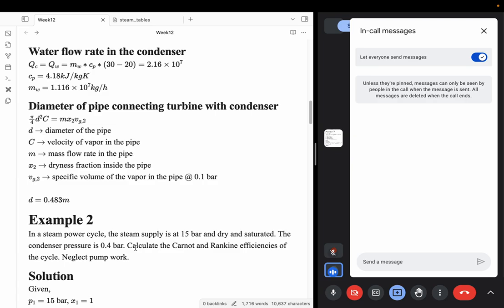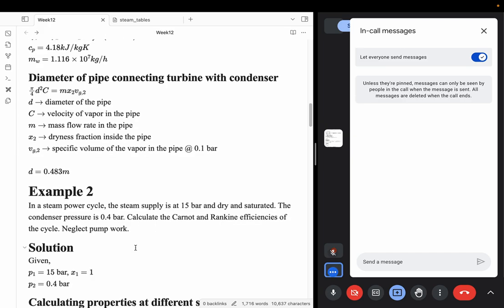Now the second problem is also very similar. The only difference is you are required to find the efficiencies. So what is given here is you have the supply. Whenever you say the steam supply is at 15 bar, what are you supplying this to? Yeah, you are supplying this to the turbine. So the turbine inlet is 15 bar and dry and saturated.